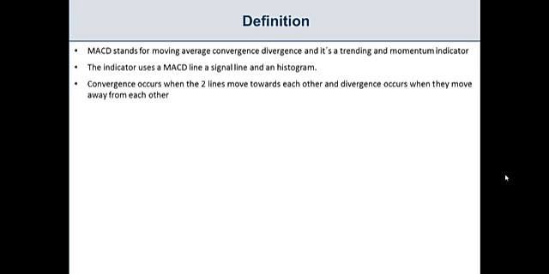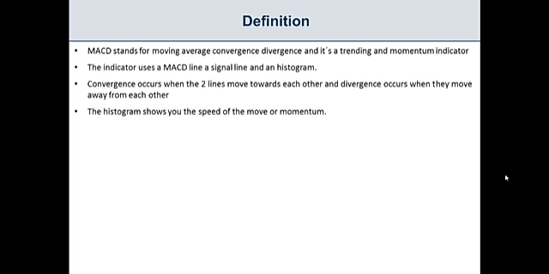Convergence occurs when the two lines move towards each other, and divergence occurs when they move away from each other. And you will notice that the more divergence exists between the two lines, the higher the histogram is building. This means that when the divergence occurs, we have momentum building. The histogram shows you the speed of the move or momentum.